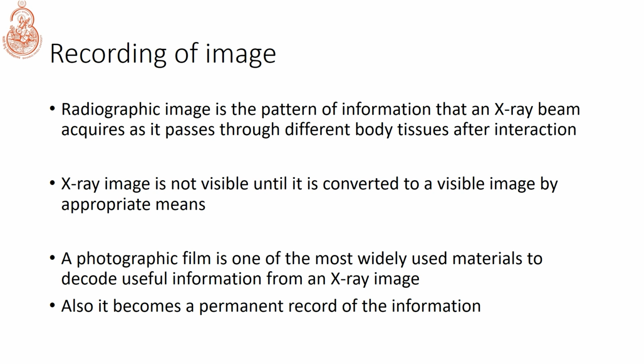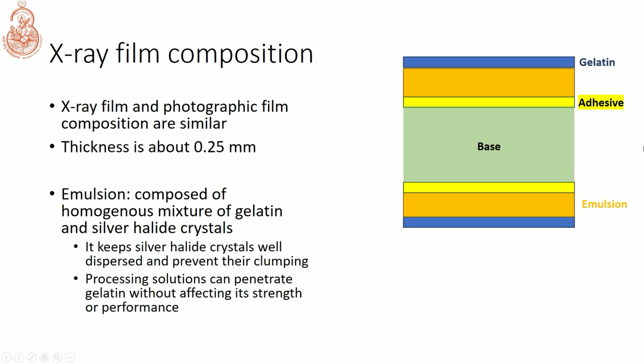The X-ray images cannot be viewed by our eyes. They have to be converted into an image which will be visible to our eyes, and this can be done only when it is converted into certain films. And what we use is a photographic film, usually for recording of the image.